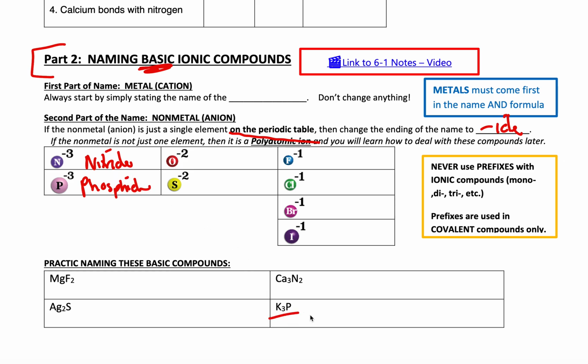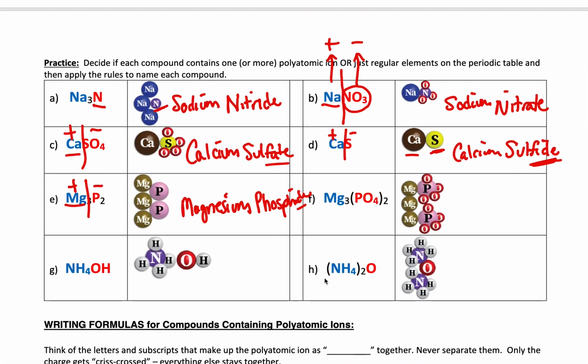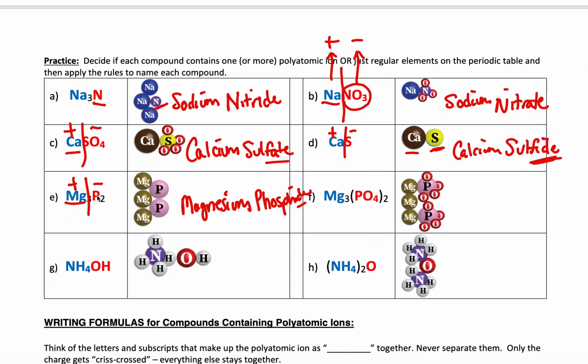Just like we did in this example, potassium phosphide. We never use prefixes with ionic. I don't care if there's 3 here or 3,000. It would just be potassium and then phosphide. Plain old K, plain old P. So that's what we see over here. Plain old Mg, plain old P. Magnesium phosphide.